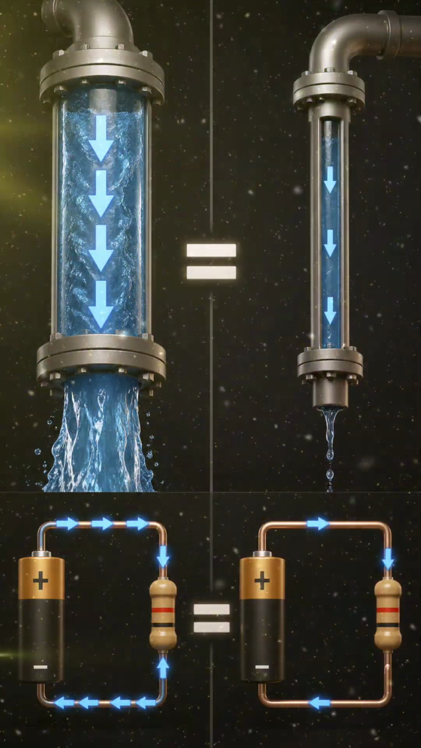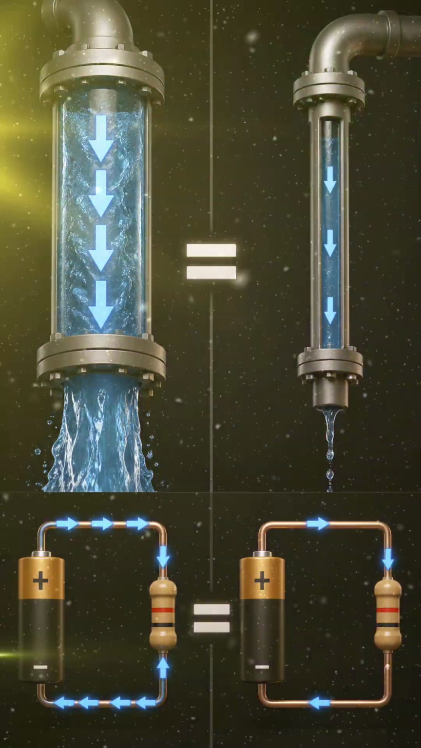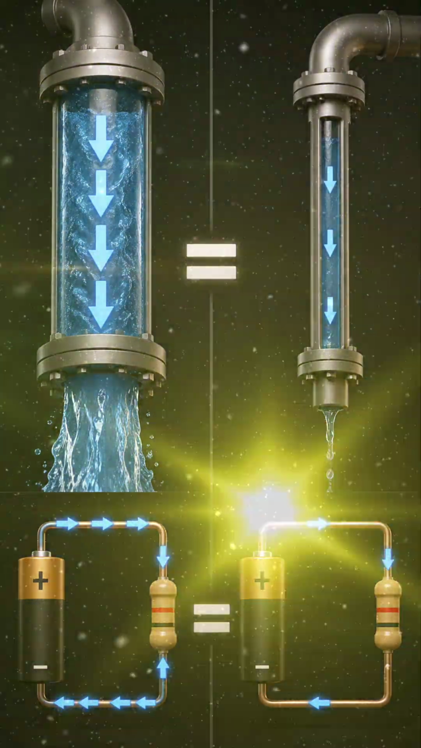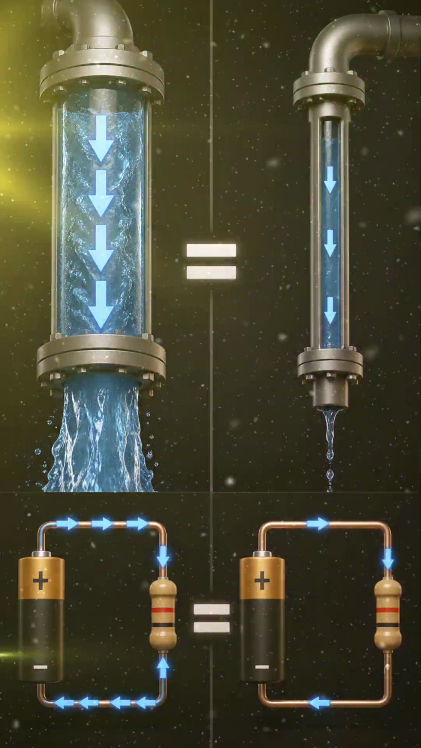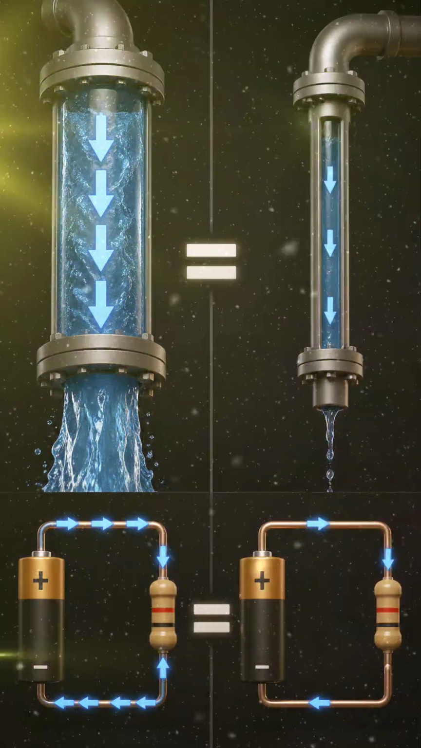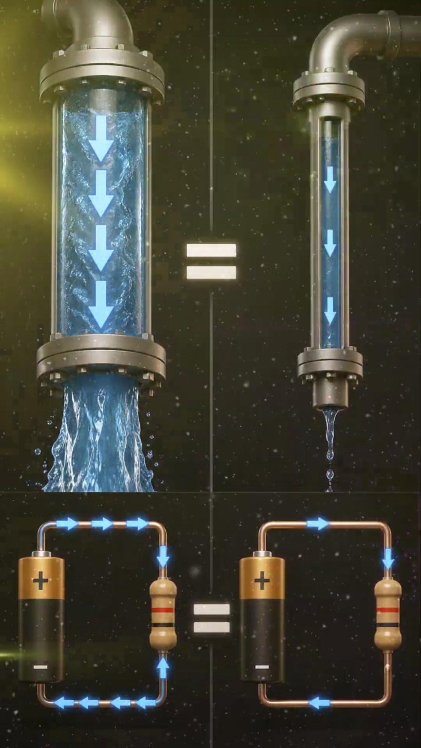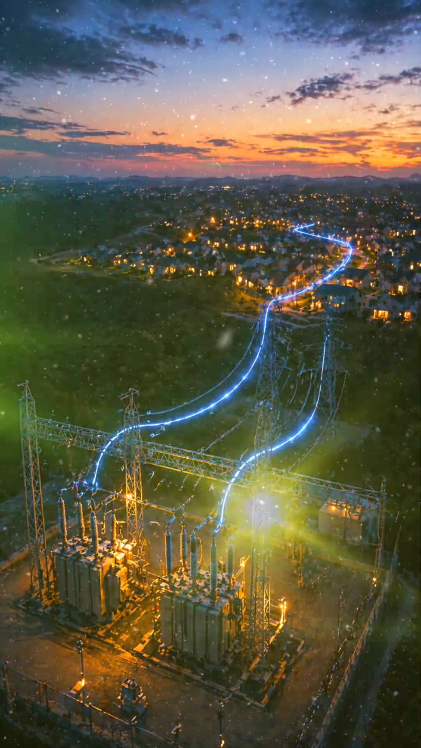So, if you increase the pressure, more water flows, more current flows. If you narrow the pipe, less water flows, less current flows. That is exactly how Ohm's law works. In every wire, in every circuit, in every electrical device around you. Now you understand the working principle.